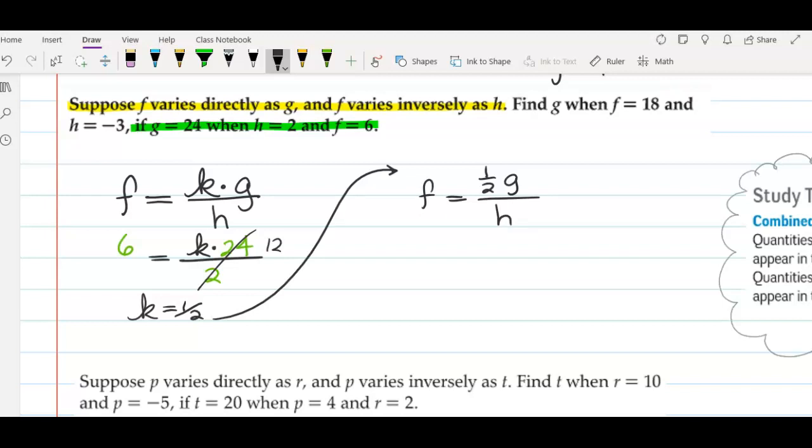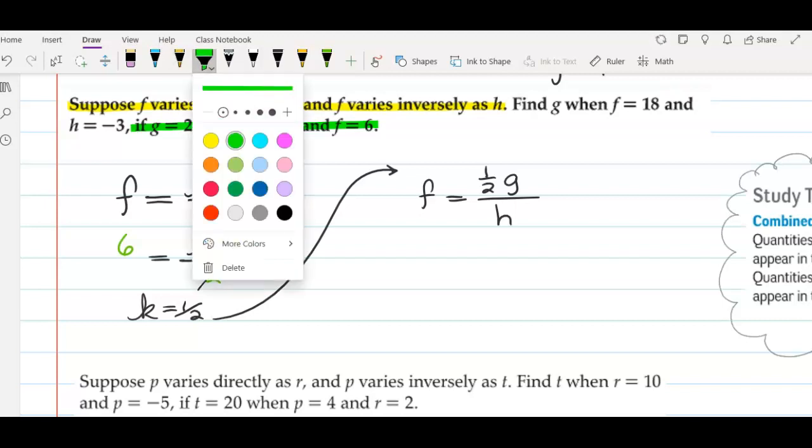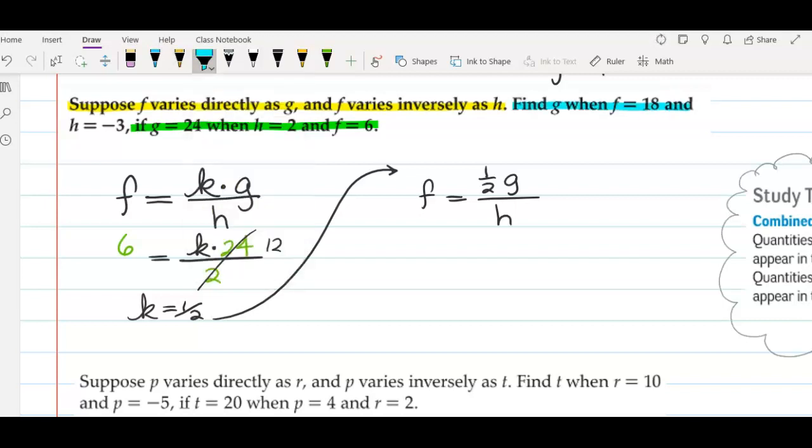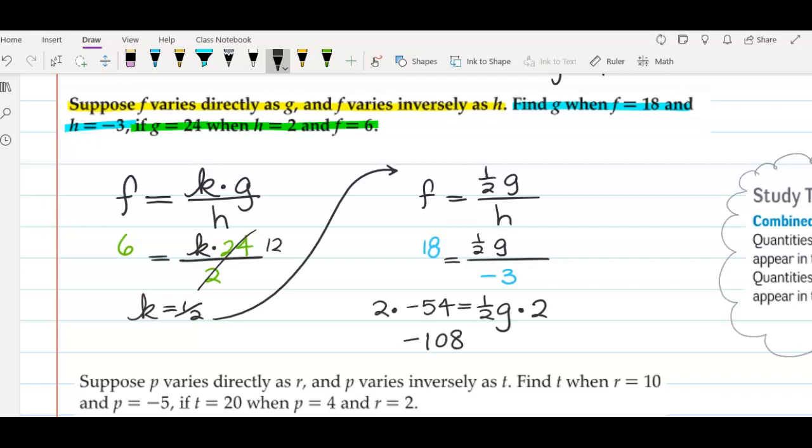Now we could simplify that a little bit further. However, for the point of our problem here, it'll be fine to just leave it like that for now. Next, I'm going to put in f is 18, h is negative 3, multiplying by negative 3, I get negative 54, equals 1/2 g, multiplying both sides by 2, negative 108 equals g.